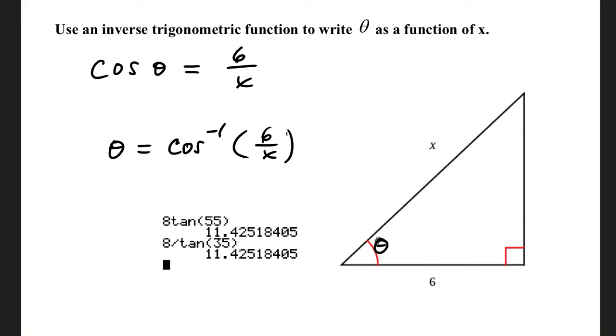Use an inverse trigonometric function to write theta as a function of x. In the diagram to the right of your screen, we have the right triangle, and theta is marked in the lower left vertex. We have an adjacent side length of 6 and a hypotenuse of x.